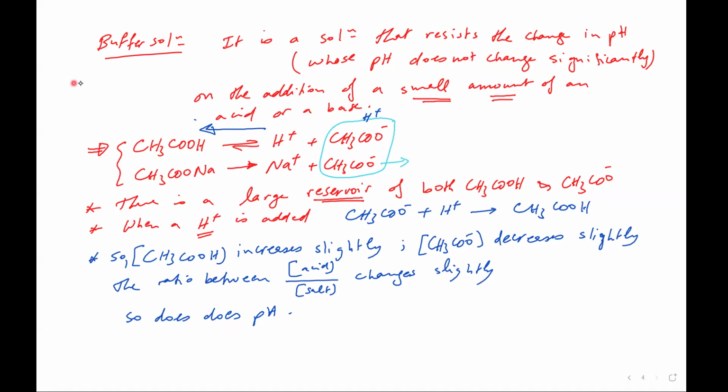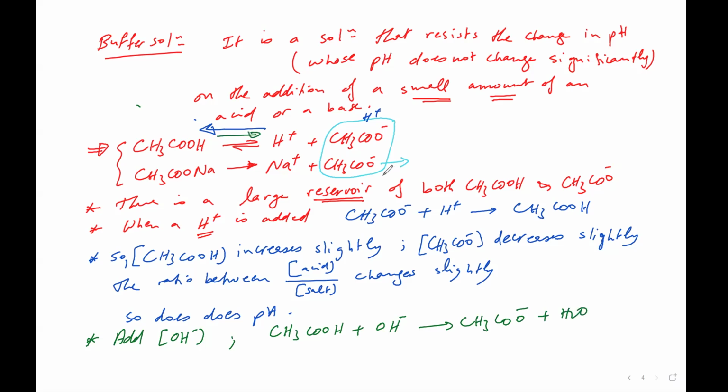What if we add hydroxide ion, which is a base, in small amount? What will happen? Will it react with the base like itself? No, it will react with the acid. So the CH3COOH will react with the hydroxide ion, forming the ethanoate ion plus water. And this means that the equilibrium will shift towards the right-hand side.